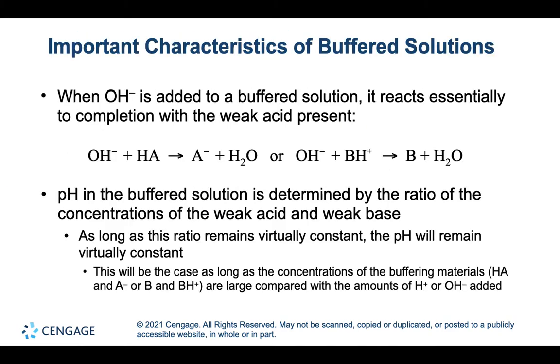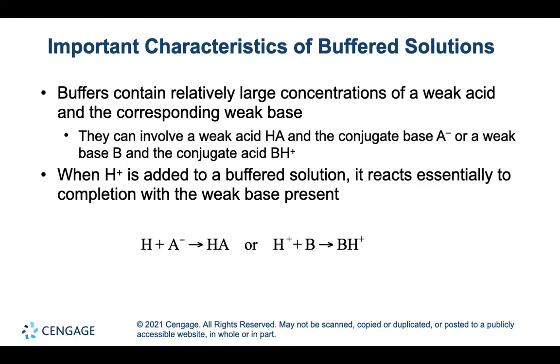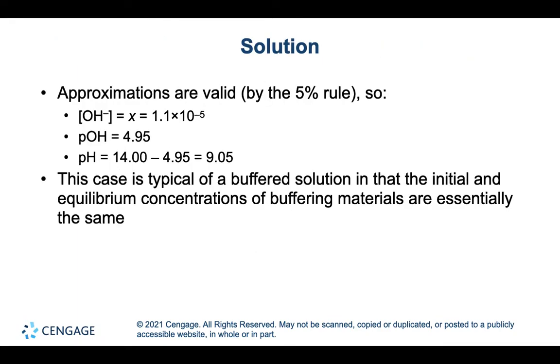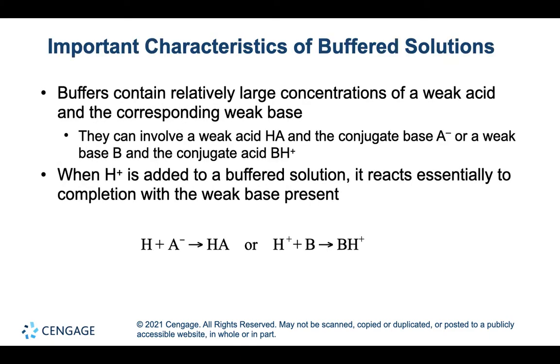Sorry about all this flipping around through slides here, but I wanted to go back and talk about the Henderson-Hasselbalch equation a little bit. Okay, so buffers need to have large concentrations of the weak acid and the corresponding weak base. You can have weak acid HA and conjugate base A minus, or weak base B like ammonia and conjugate acid BH plus like NH4 plus, ammonium.